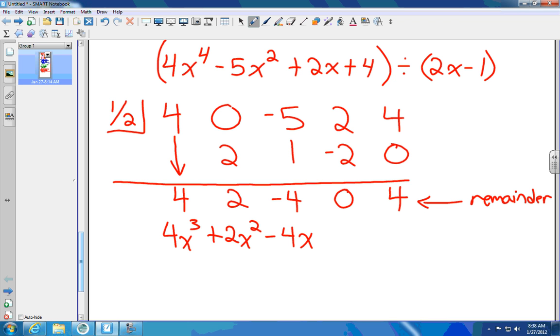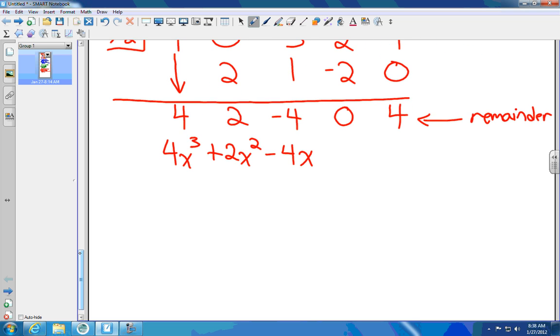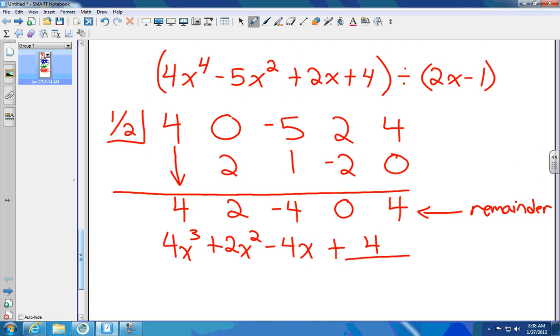What would our next term be? The constant term. Do we have one? No. So if you don't have a term, you don't have to put a +0 in there. You just got to realize that's your constant term. You don't have one. So you just have your remainder. And the remainder is +4. But that remainder, you have to have divided by whatever you originally divided by. 2x minus 1 in this case.